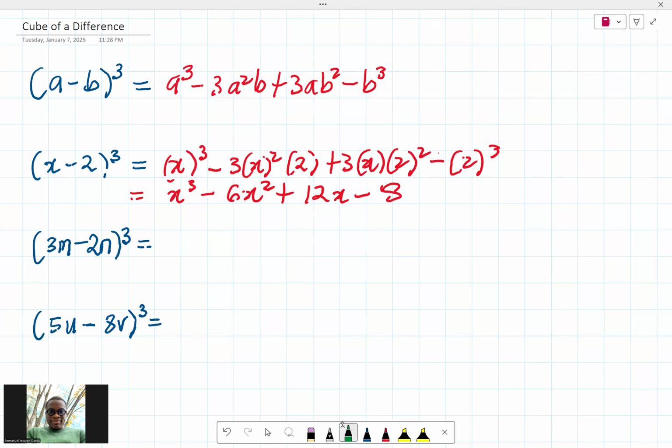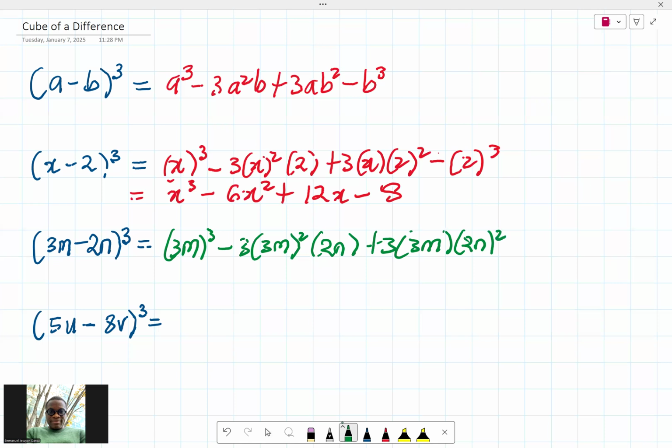So for the next one, you have 3m minus 2n cubed. So that is simply going to be 3m raised to power 3 minus 3 into 3m all squared into 2n plus 3 into 3m raised to power 1 into 2n squared, then minus 2n raised to power 3, and that's how that goes.